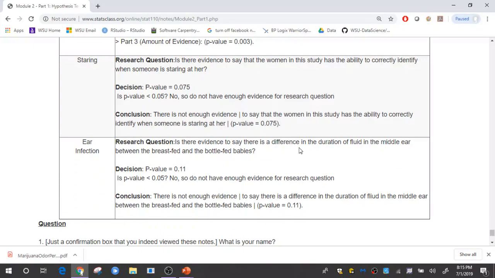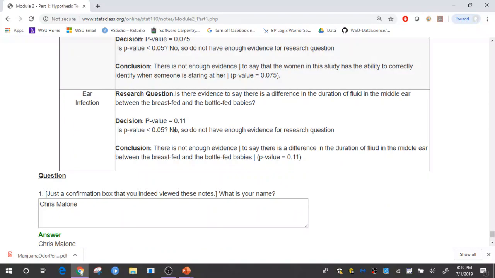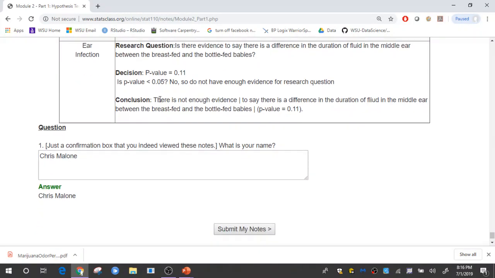So let's talk about the staring example. Is there evidence to say that the woman in the study has the ability to identify when being stared at? The p-value here was 0.075. Is 0.075 less than 0.05? No, it is not. So we do not have enough evidence for the research question. So quite simply, the conclusion is going to be, again, in its three components: there is not enough evidence to say that the woman in this study has the ability to correctly identify when someone is staring at her, with p-value 0.075. And then the ear infection example is going to be really similar to the staring example. The conclusion has been written, as you can see here, with its three components.